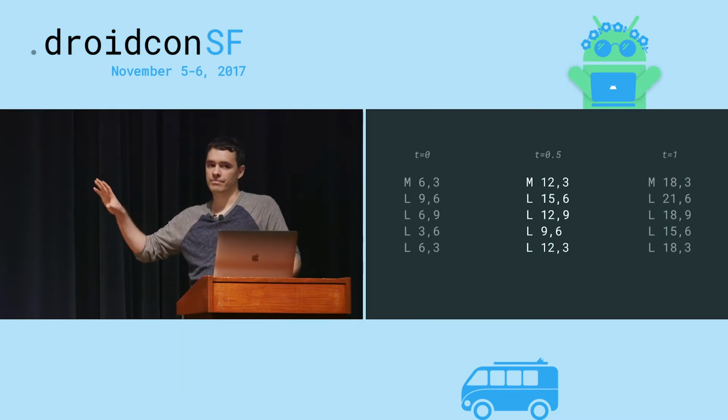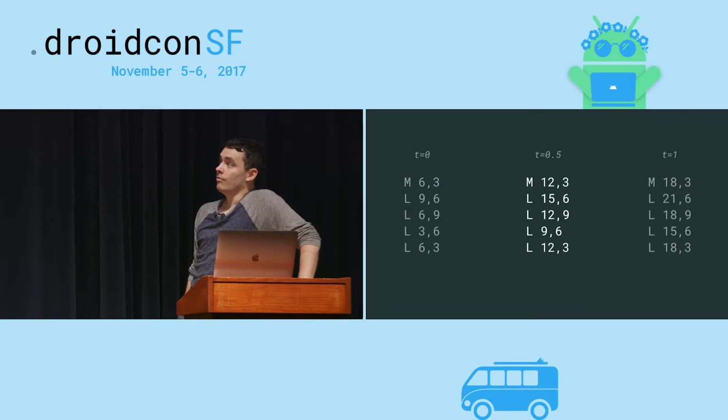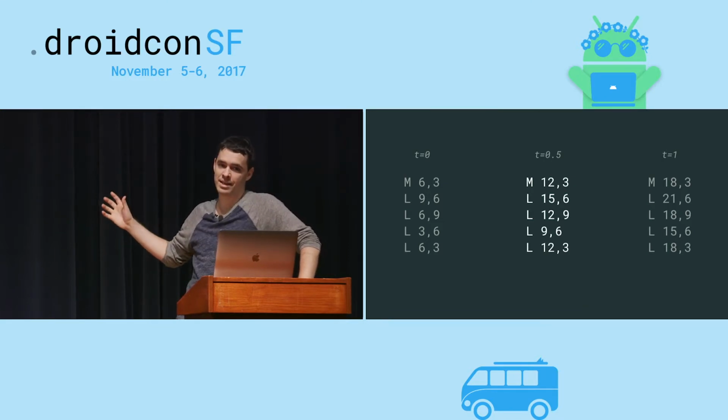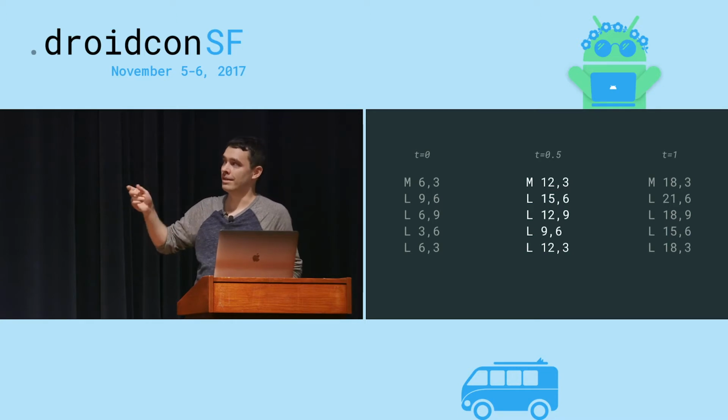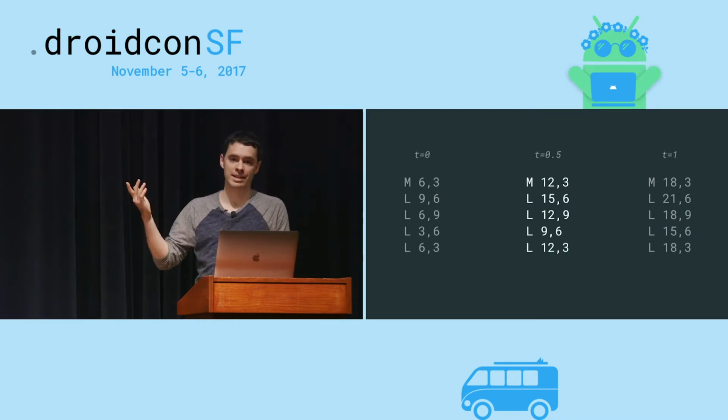It should be clear from this slide, though, that one of the requirements here is that both the start and end SVG path have to have the same number and same types of commands, right? In this case, it's MLLLL, and same thing in the end state.